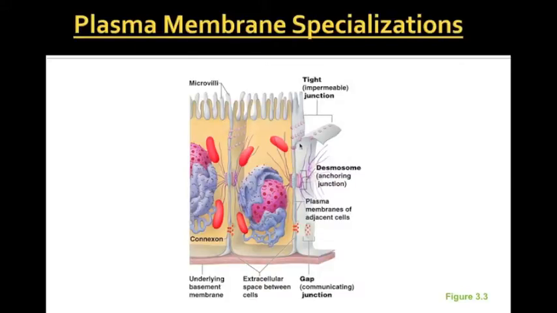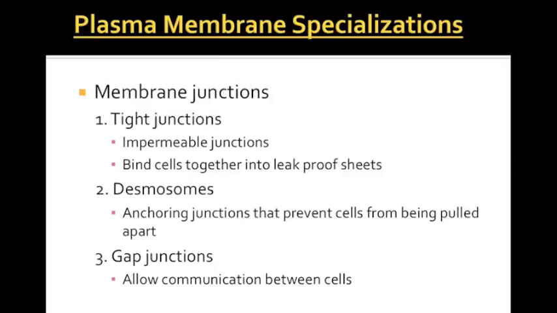But as you can see, these cells are connected, and they're going to function as a tissue, and they need to be able to communicate. Well, there's three areas, and I'm going to move back a slide, where the plasma membrane has junctions, or where it connects. The first we're going to look at is called a tight junction. And this is an impermeable junction, and impermeable means that fluids cannot get through it. And basically it binds the cells together into leak-proof sheets.